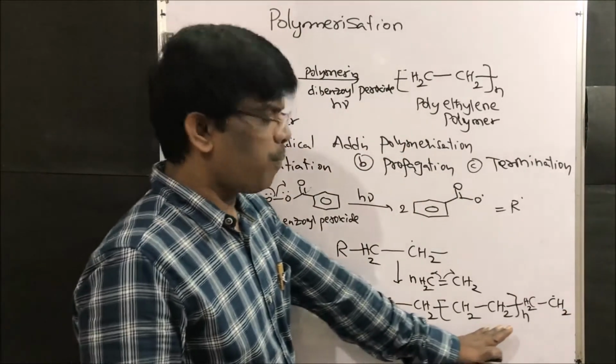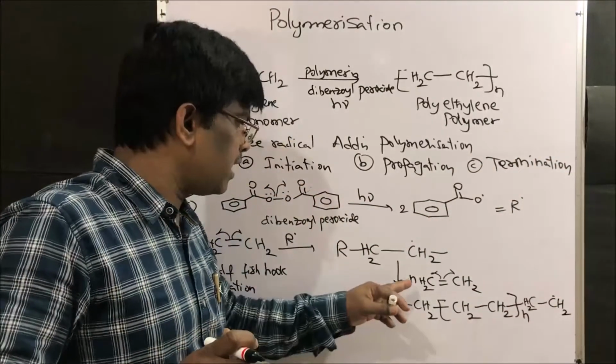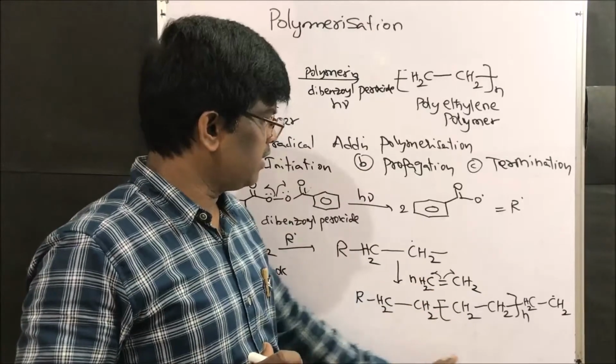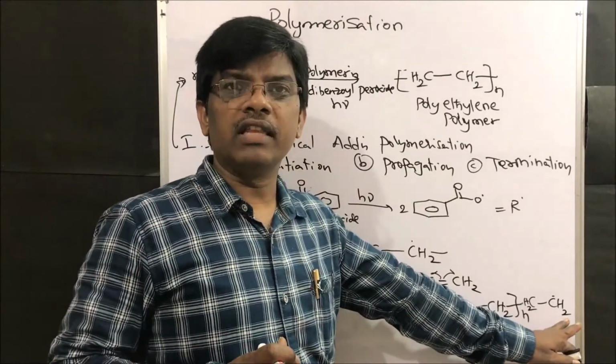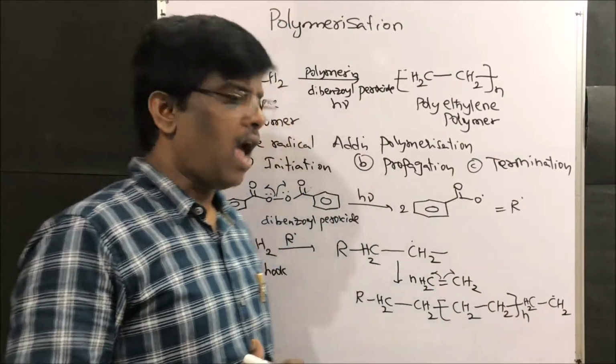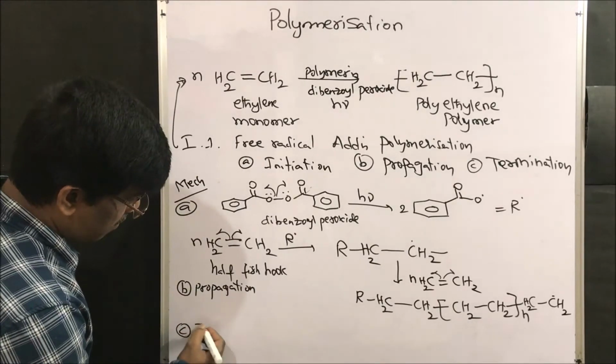So this is propagation. It goes on lengthening. The more n moles of ethylene we add, the longer the polythene becomes. So multiple ethylene groups will be added to each other. What else? The next step will be termination.